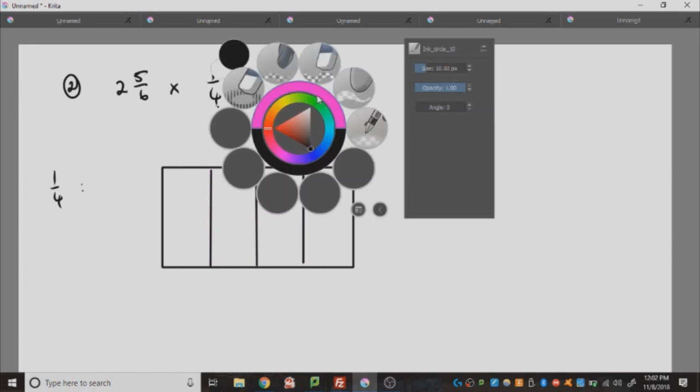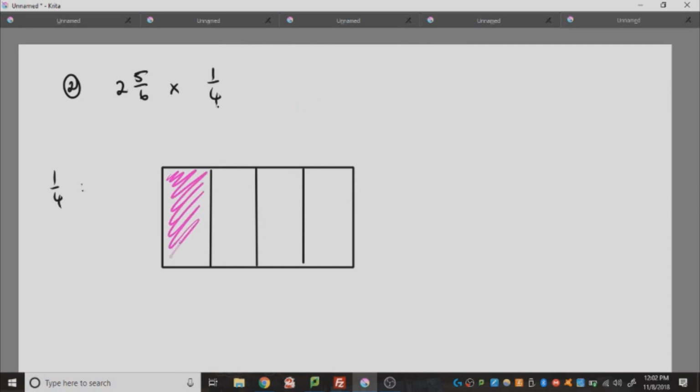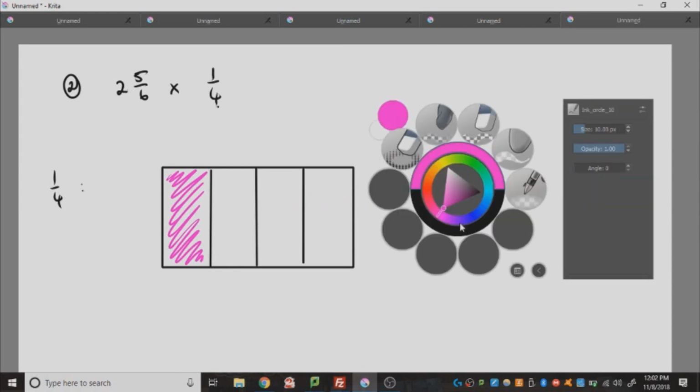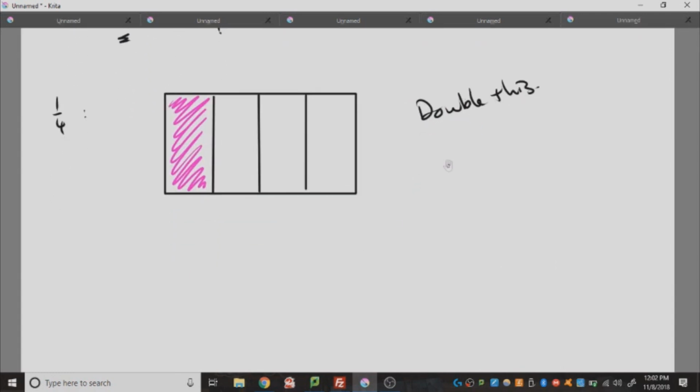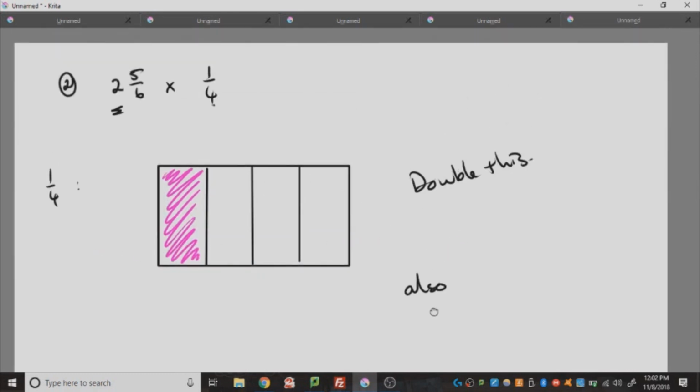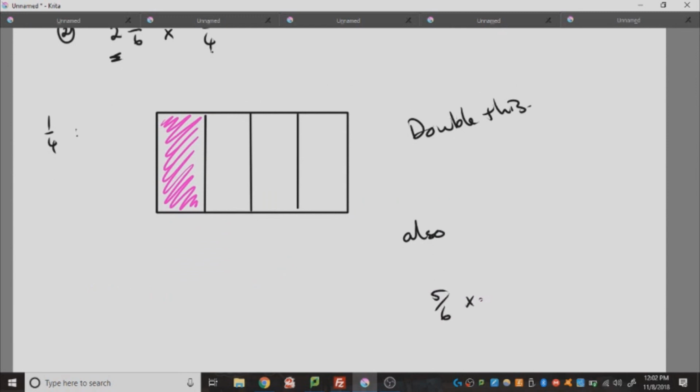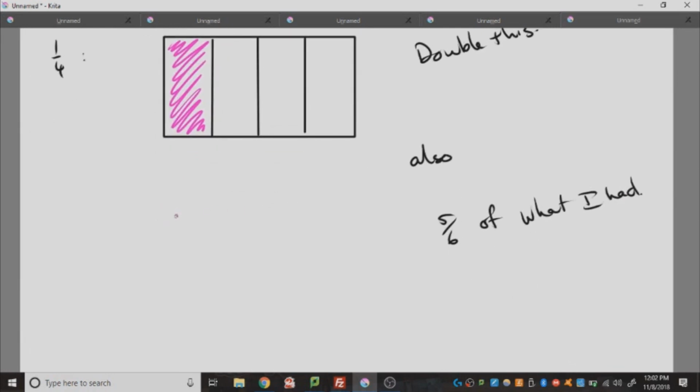Pink time. Only one of them. So now I have to double this because of the 2. So I have to double this. And then also I need to take 5/6 of what I had. So I'll do a second drawing for that. Pretty much the same thing in the beginning.